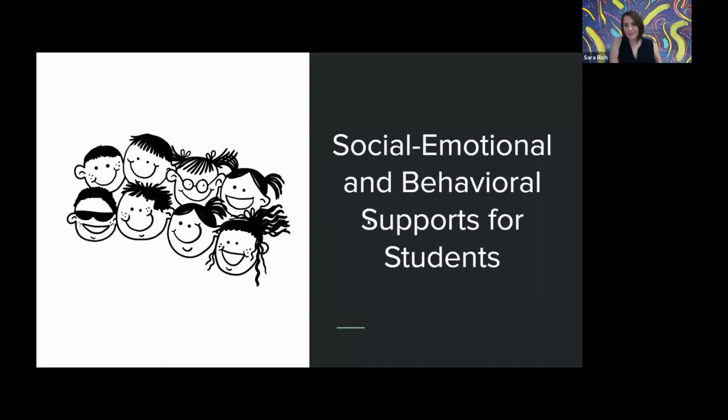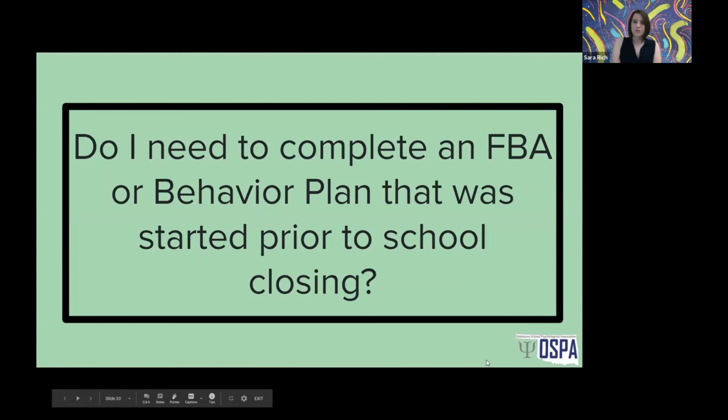All right, so moving on to what about our kids with the social, emotional, and behavioral supports? I know as school psychologists, we're doing a lot more than just testing out there. So what do we do with these children? Do I need to complete an FBA or a behavior plan that was already started prior to schools closing?